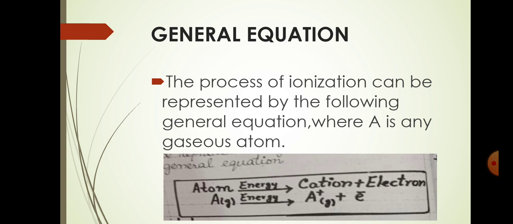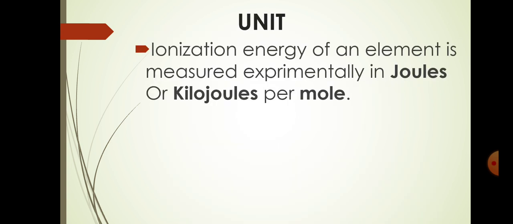So we discuss the ionization energy. What is the ionization energy? When an electron is removed from the valence shell of any atom, or the gaseous atom, for that purpose we require energy, and we remove the valence electron from the outermost shell and form a positive ion. This is known as the ionization potential or the ionization energy. Then we discuss the unit. Ionization energy of an element is measured experimentally in joules or kilojoules per mole. We have a specific unit for the ionization energy, like joules or kilojoules per mole.